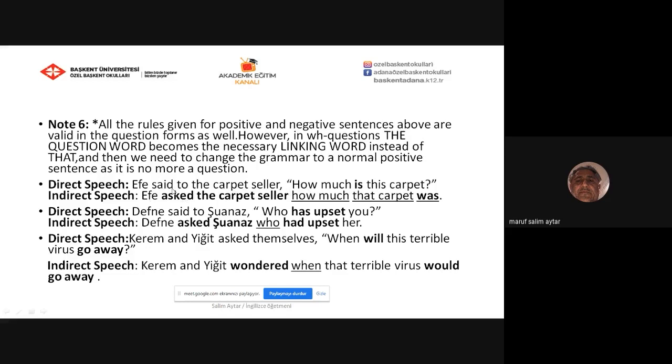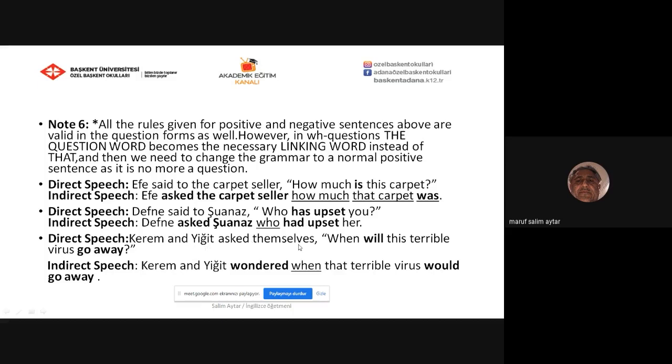Study the examples. Efe said to the carpet seller, what did he say to the carpet seller? "How much is this carpet?" Efe asked the carpet seller, how much becomes the linking word. Efe asked the carpet seller how much that carpet weighs. After how much, we bring the subject of the question here, and then the verb. Defne said to Şuanaz, "Who has upset you?" Defne asked Şuanaz who had upset her.